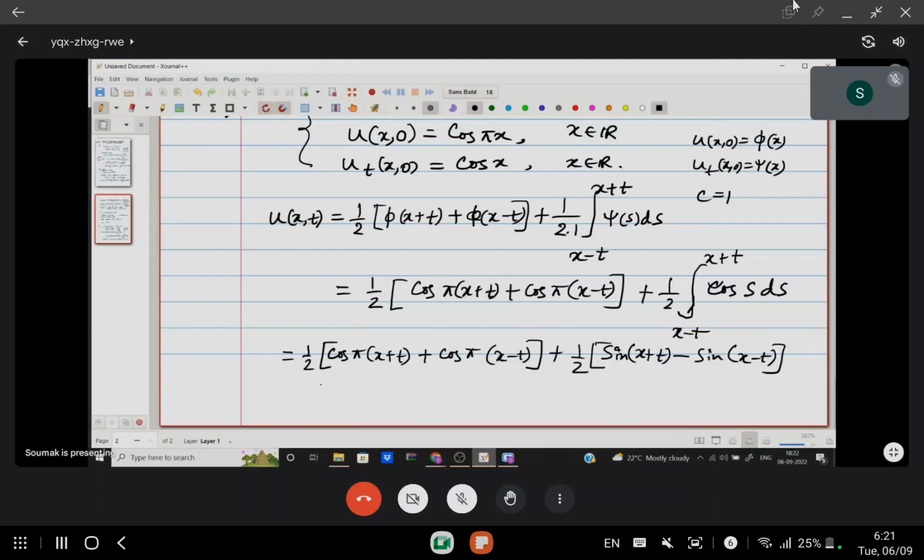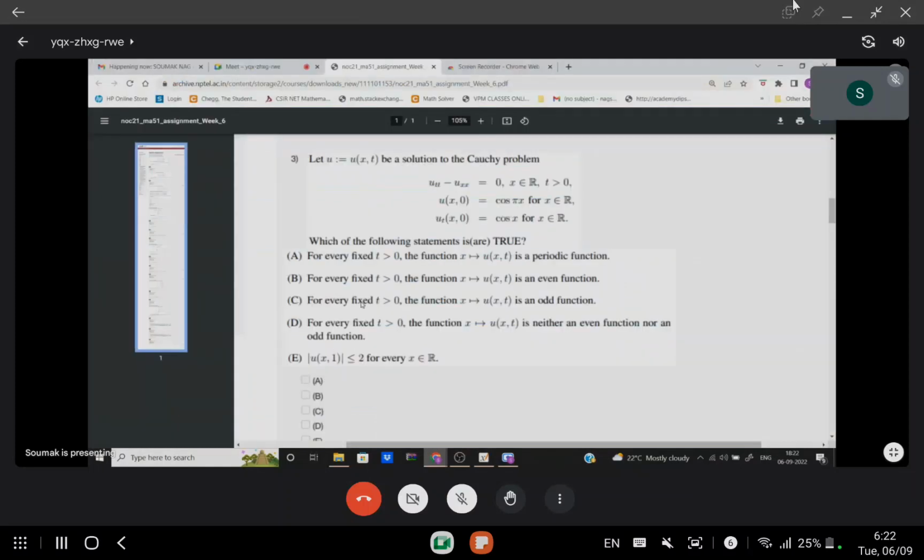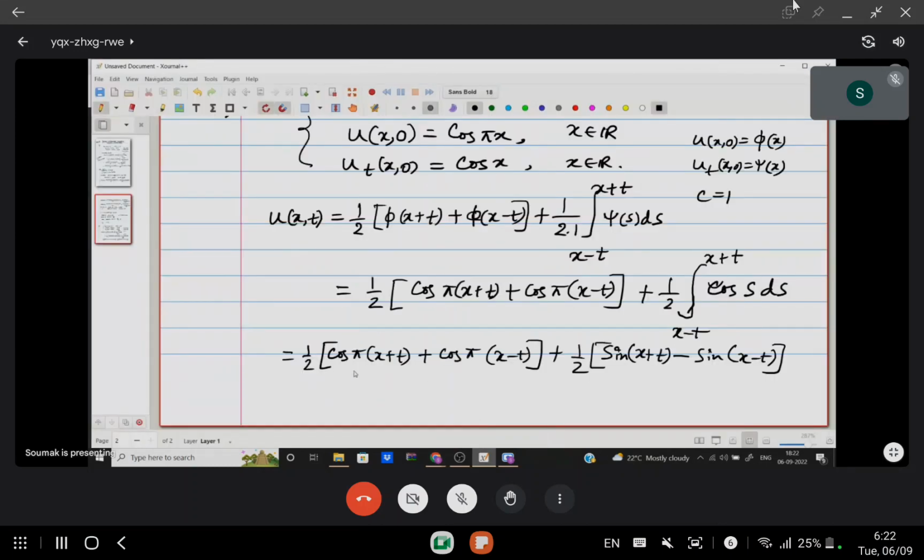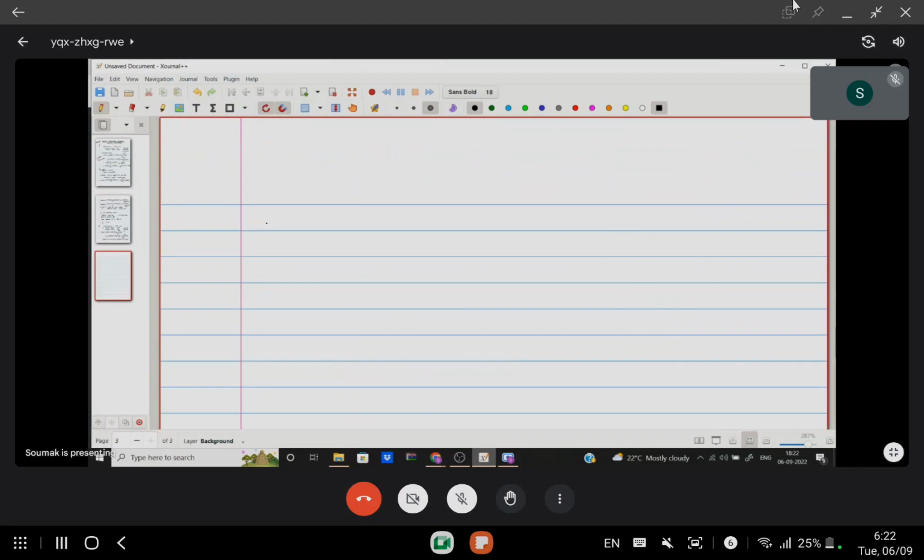Now let me show you the question again. This is my solution u. You have to check true or false. Option A is saying that for every fixed t, the function x goes to u(x,t) is a periodic function. So what do you think? u(x,t) depends on cos pi x and sine x. So let me write it here, u(x,t), again I'll write the solution.